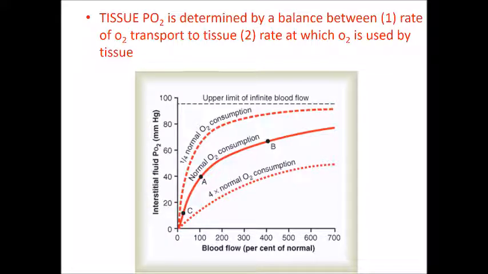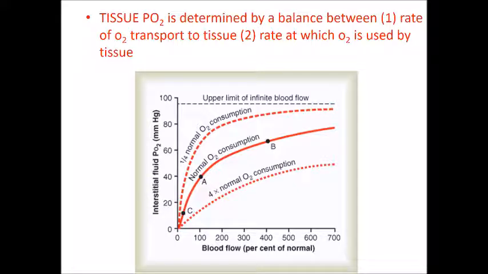Now there are dotted lines. One dotted line is shown above, one dotted line is shown below. What they are indicating is what will happen when tissues utilize more or less oxygen. Suppose the tissues utilize more oxygen due to more metabolism, see the below line, 4 times normal oxygen consumption. You can see the PO2 will decrease with increase in the tissue blood flow.